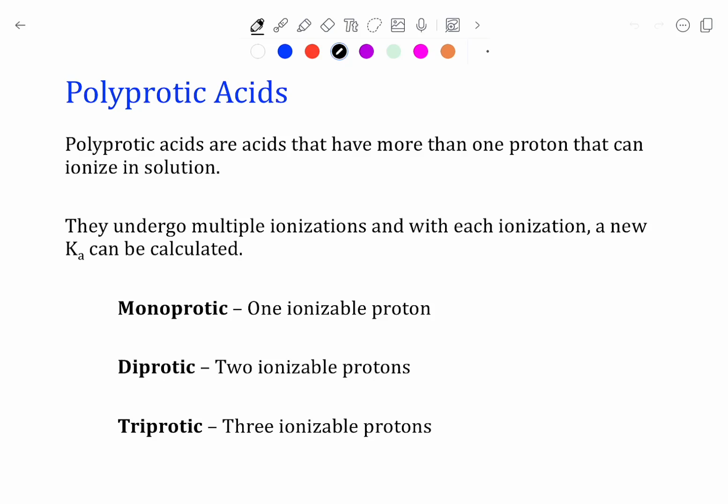Hi everyone, Dr. Burns here with our next lesson in our acids and base chapters. Today we're going to be talking about polyprotic acids.